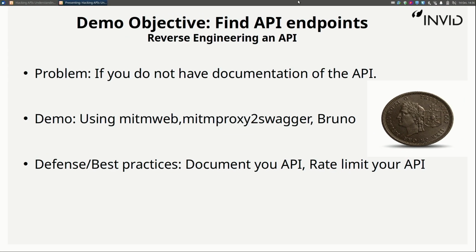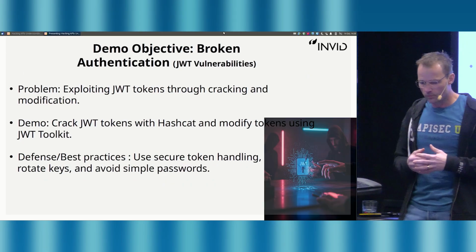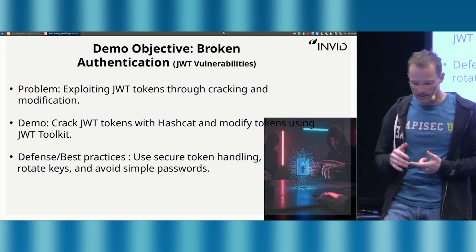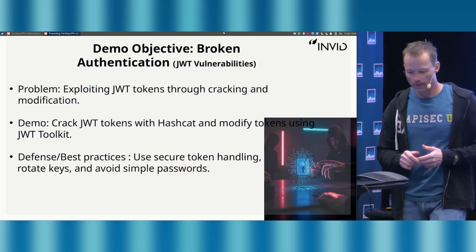So I use manual proxy and I use Bruno to access the API. I have a token now. What can I do with the token? I can crack it, I can manipulate it. So the defense and best practice for this is to use secure token handling, rotate keys, and do not use simple passwords.